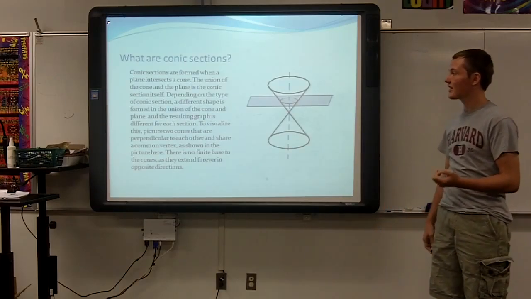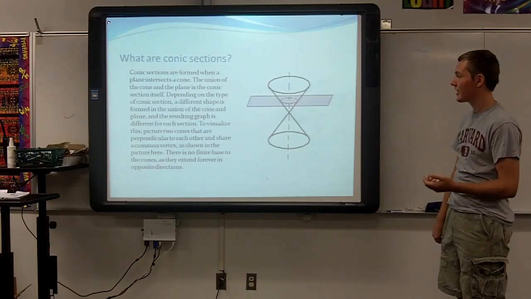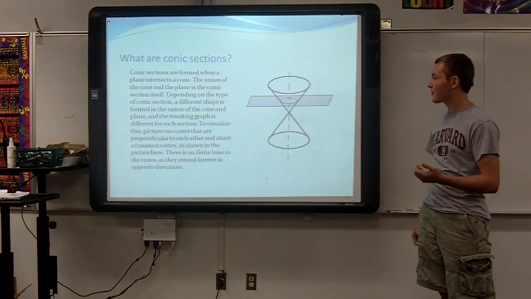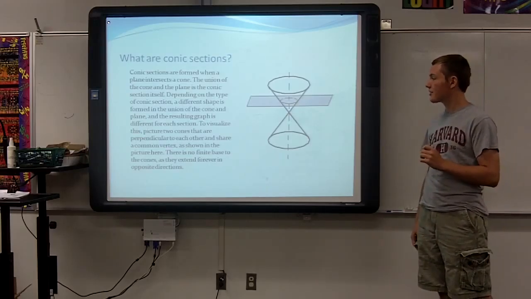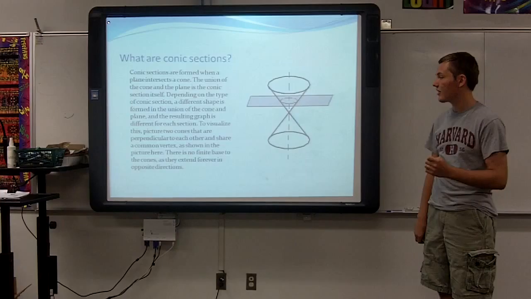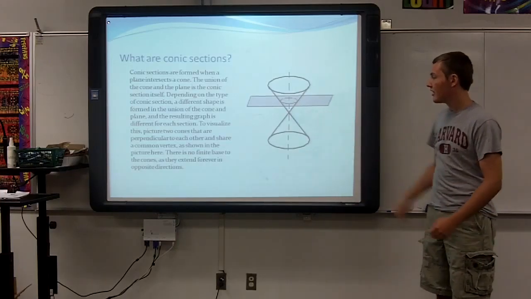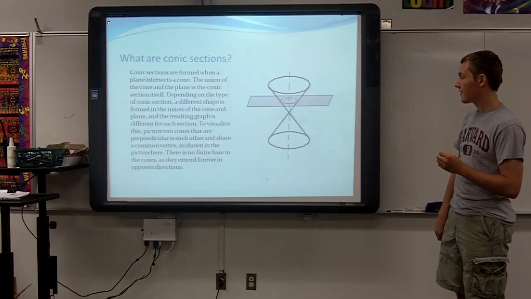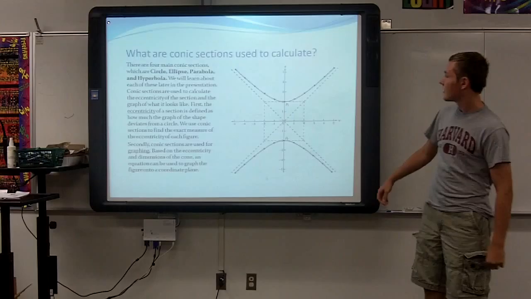Depending on the type of conic section, a different shape is formed in the union of the cone and the plane, and the resulting graph is different for each section. To visualize this, these two cones are perpendicular to each other and share a common vertex, as shown in the picture here. There are no finite bases to the cones as they extend forever in opposite directions.